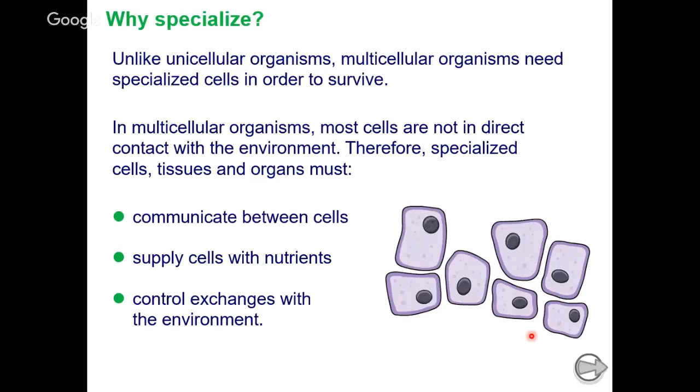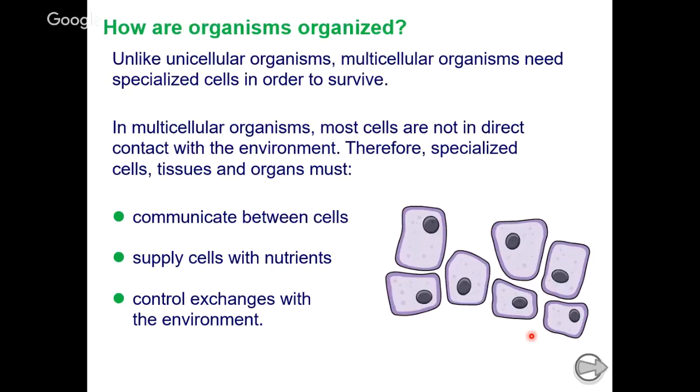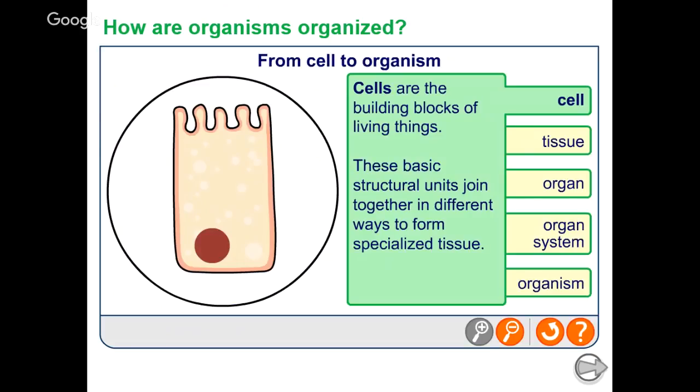Big groups of cells doing particular jobs in order that the whole organism can survive. Get the nutrients it needs and be able to get rid of all the waste and be able to communicate and interact with the environment. Just a reminder of what cells are, and I recommend you go through this.